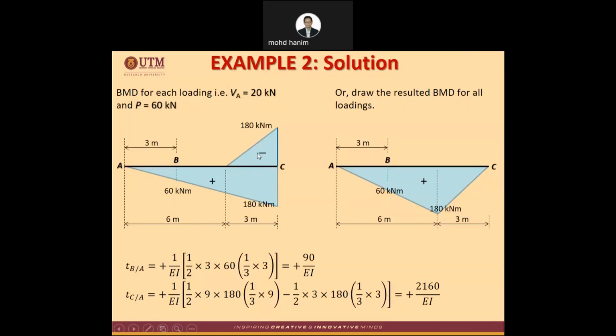And this one is negative. And the area is 3 times 80 divided by 2 times the centroid. And the centroid is equal to 1/3 of this height, equal to 1. So use negative here. Equal to 2160 over EI.